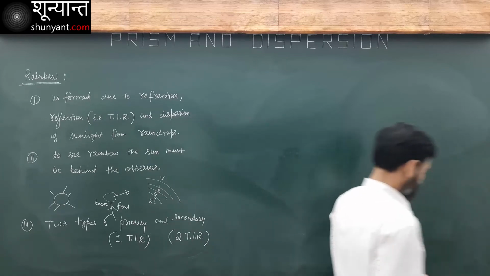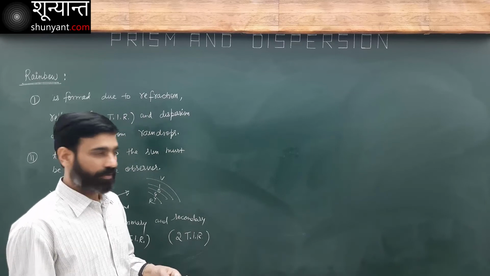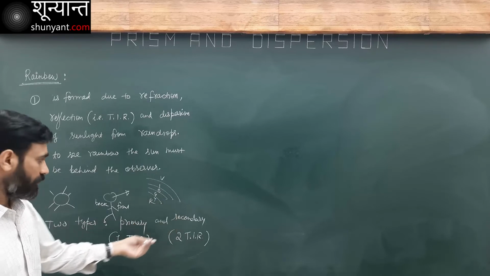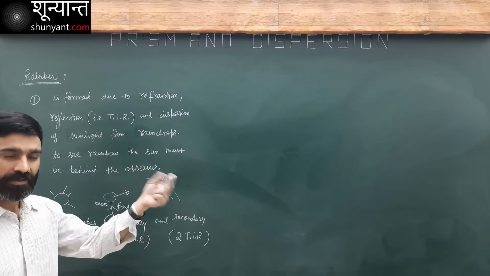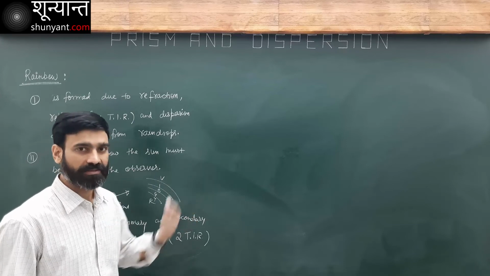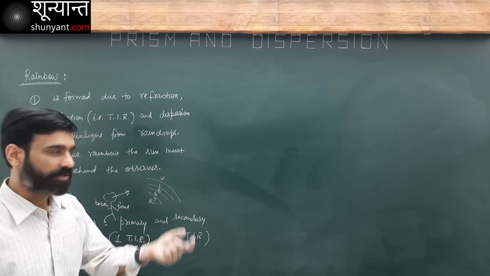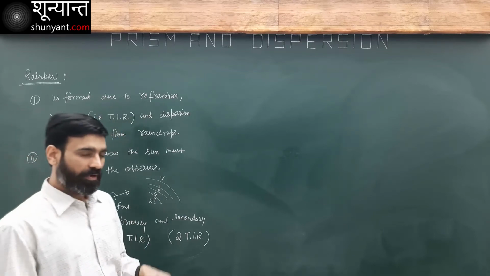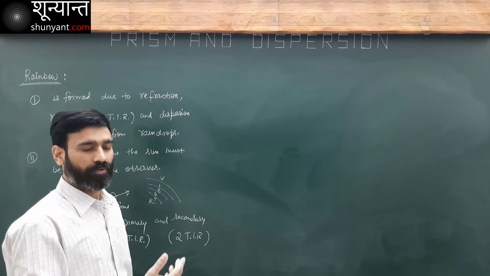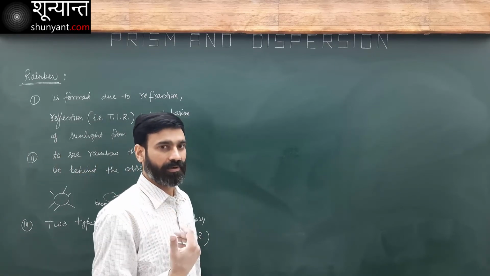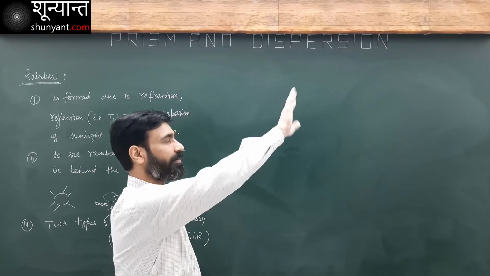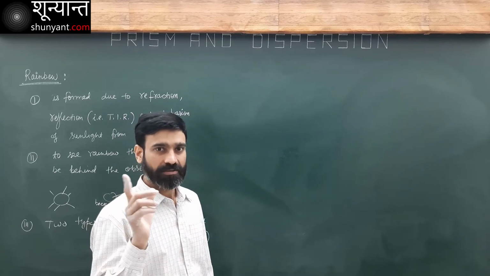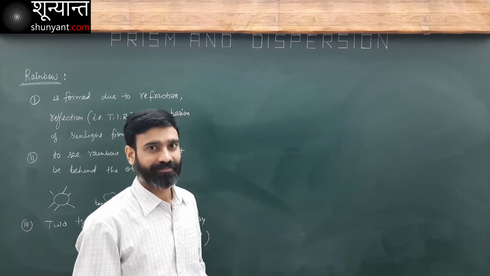Now, understood? Let's note down. Sometimes problems are asked directly. Because from this: in primary rainbow, how many total internal reflections? In secondary rainbow, how many reflections? Rainbow is created due to which process? All 3 processes. Where should the observer be located to see the rainbow? The sun should be behind the observer. So if the sun is behind me and I'm looking here, I can see the rainbow. In the morning time, you can see it in the west direction. Evening time, east direction.